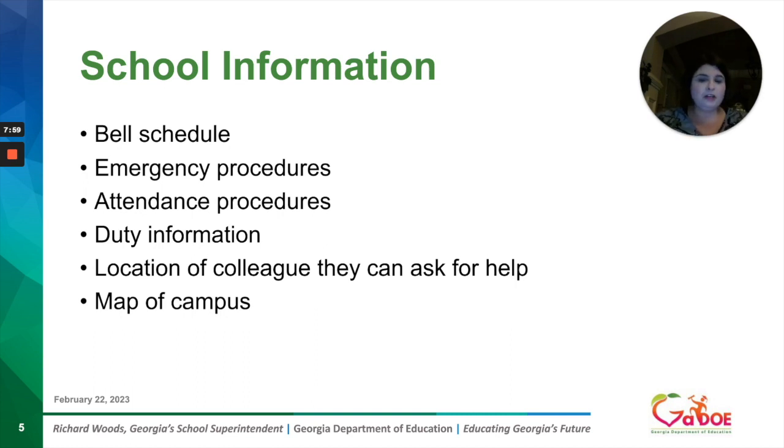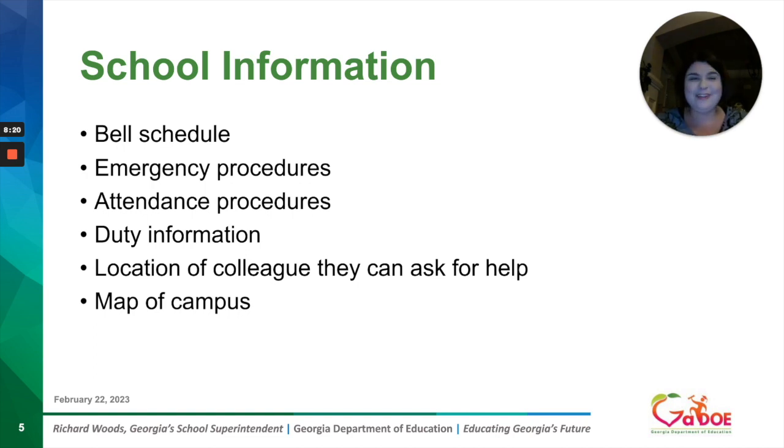Having the location of a colleague that they can go to and ask for help is very, very good. If your colleague in room 406 is down the hall, then you can say, please go see so-and-so in this room, and they will be glad to answer any questions. Because sometimes subs don't always know, where are the faculty bathrooms? How do I get to the cafeteria?